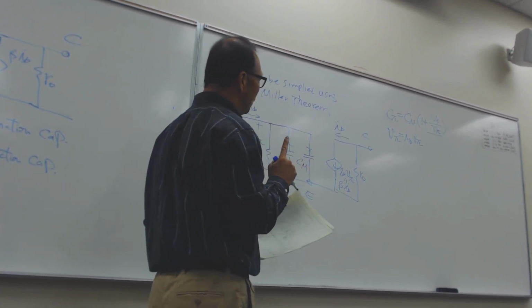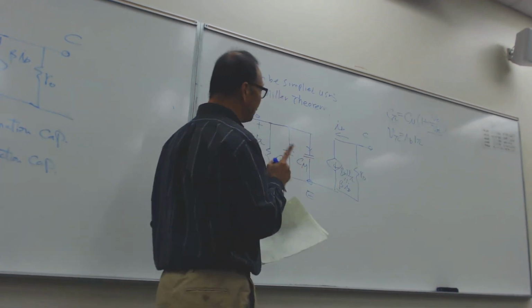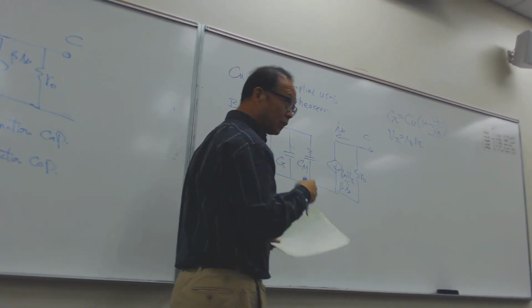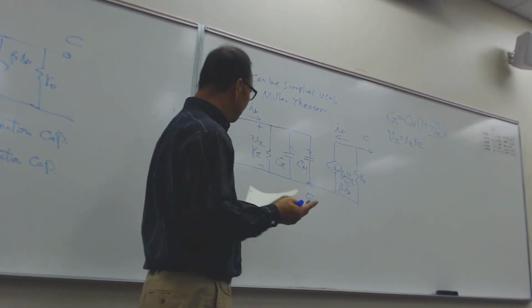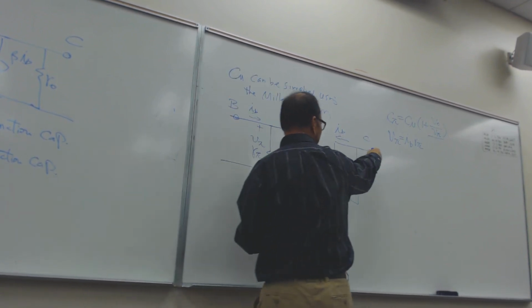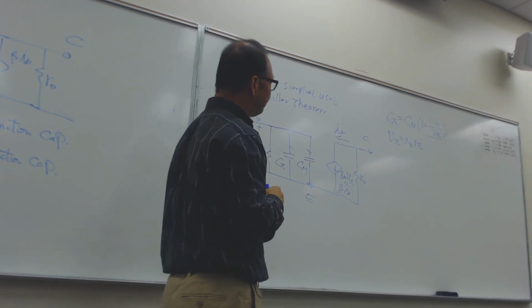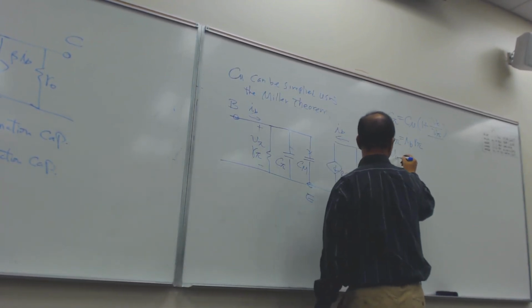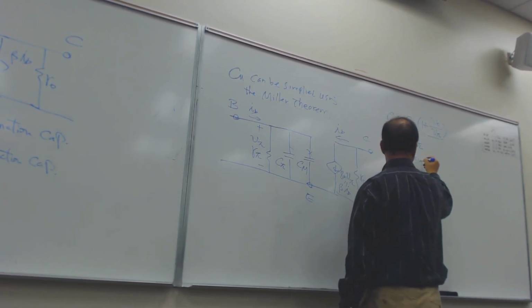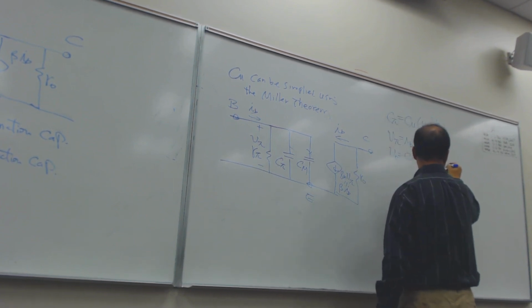But I cannot tell you what V sub O is, because V sub O depends on what? It depends on the circuit you have. This is just the model. You should have something else from the circuit. So V sub O is circuit dependent.